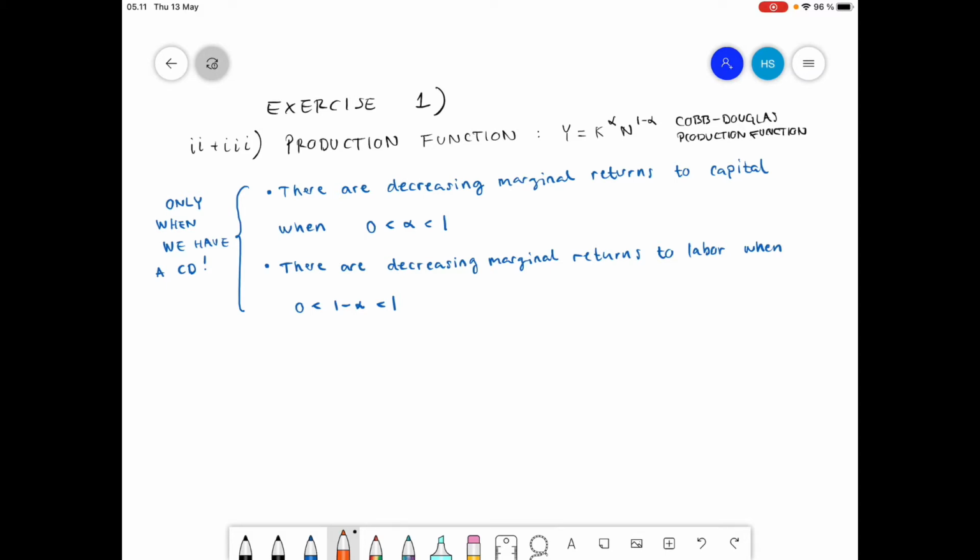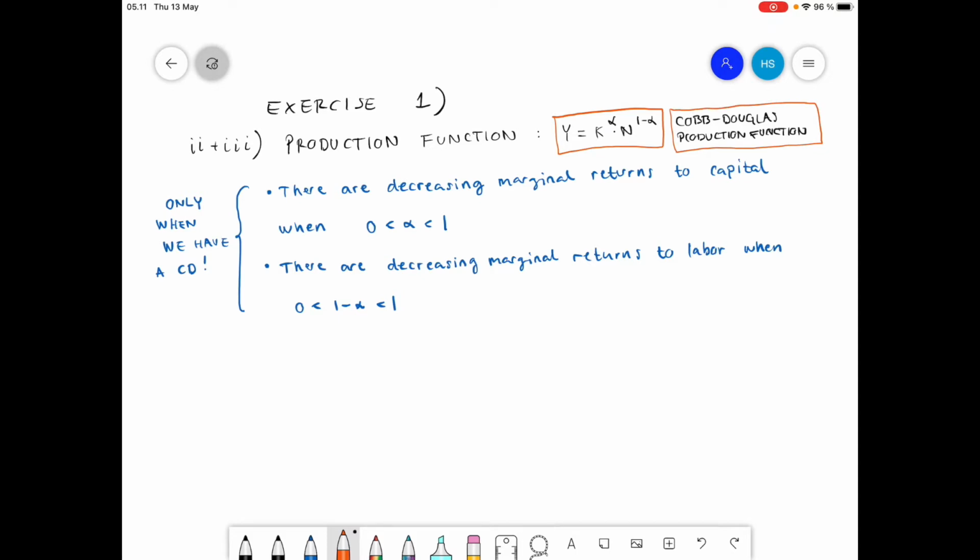Exercise 1, question 2 and 3 combined. So are there decreasing marginal returns to capital? Are there decreasing marginal returns to labor? So first we notice that we have a production function that is characterized by K to the power of alpha times N to the power of 1 minus alpha. K and N, that is capital and labor, are separated by a multiplication sign. That means that we have a Cobb-Douglas production function.